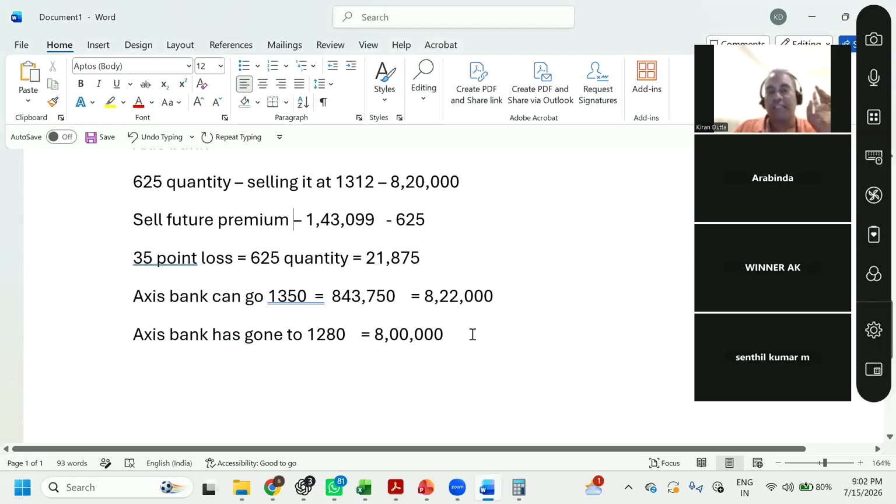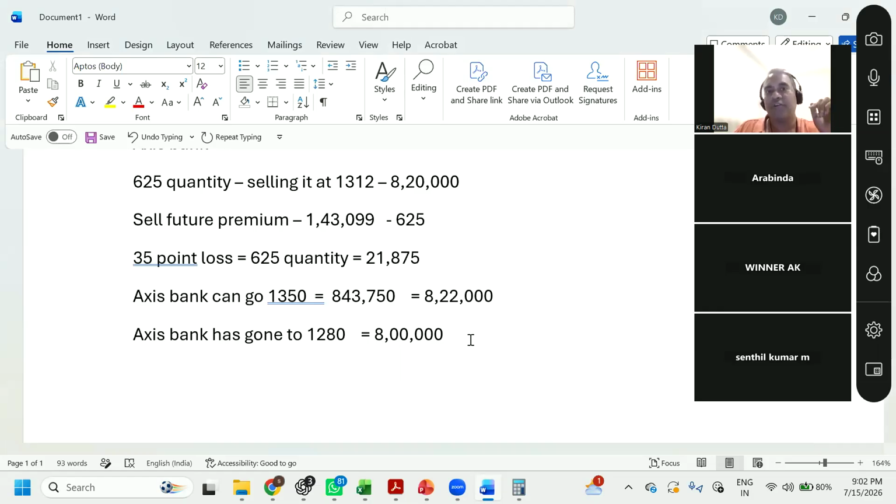Okay, guys, let's complete this. Axis Bank, as we feared, has gone from 1312 to 1280. In that case, if I am selling at 625, because my goal is to sell off next month, how much am I going to make? 8 lakhs is what I'm going to make.